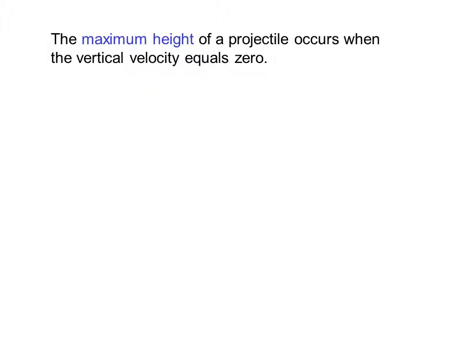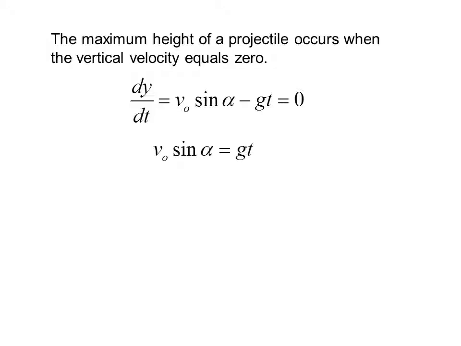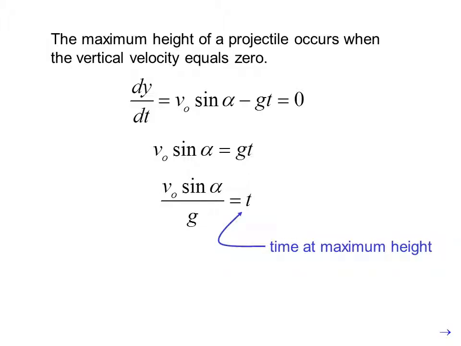The maximum height of a projectile occurs when the vertical velocity equals 0. We have dy/dt equals v sub 0 sine alpha minus gt equals 0. So v sub 0 sine alpha equals gt. v sub 0 sine alpha over g equals t, which would be the time at the maximum height.